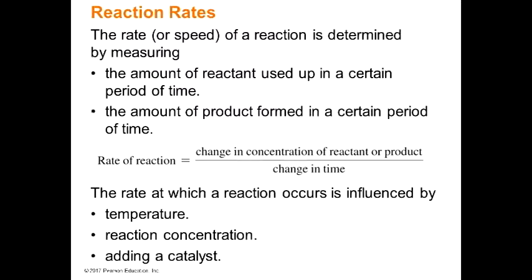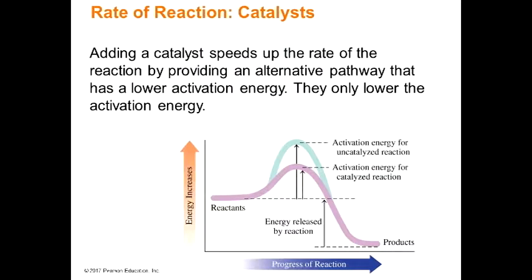So rate is speed, or how fast a reaction goes, and it's measured by the activation energy, which is getting up over the hump, so it can go to product. Now, we can change this. Adding a catalyst speeds up the rate of reaction by providing an alternative pathway that has a lower activation energy. They only lower the activation energy. The reactant stays the same, the product stays the same, everything's the same except it gets there faster with the catalyst.